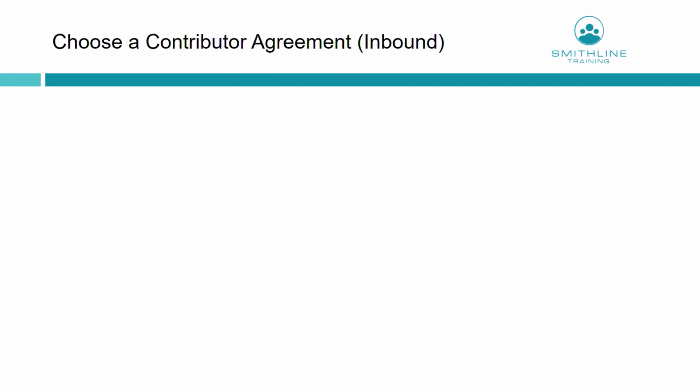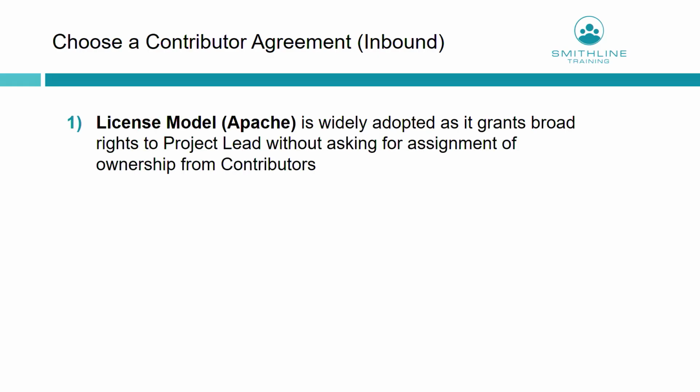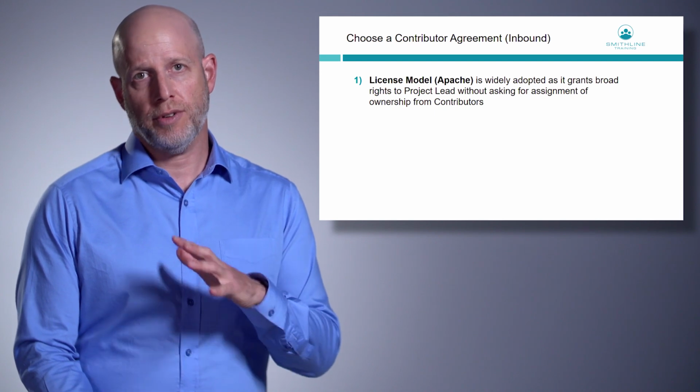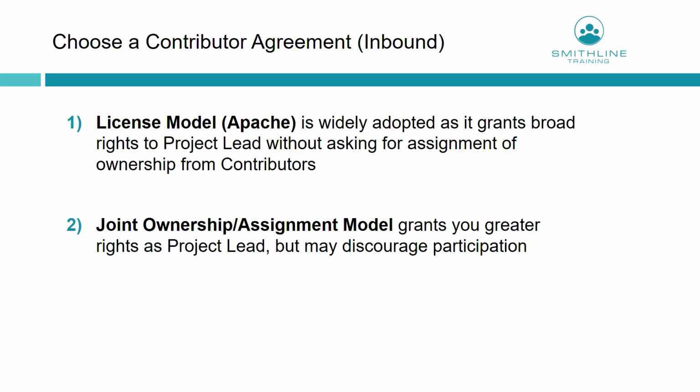So once you've chosen your outbound license agreement, the license agreement for the project, now you need to choose your inbound agreement, the agreement under which you will accept contributions to the project. And here we think probably the most attractive option for a proprietary technology company is going to be the license model or the Apache model. It's very widely adopted and it grants broad rights to the project lead without asking the contributors to either assign you ownership or share in joint ownership. So it's probably the most attractive for the contributors while at the same time giving the project lead sufficient rights to run the project.